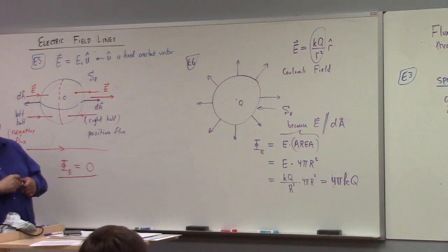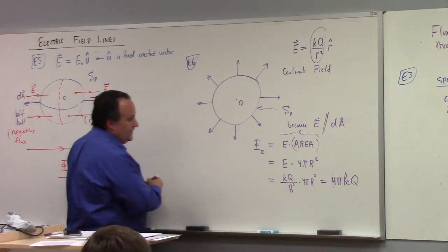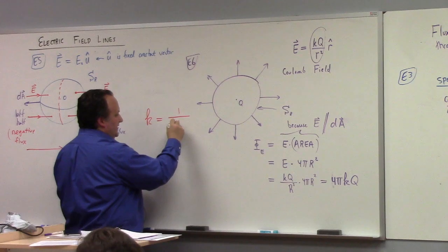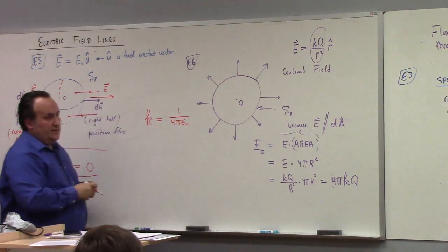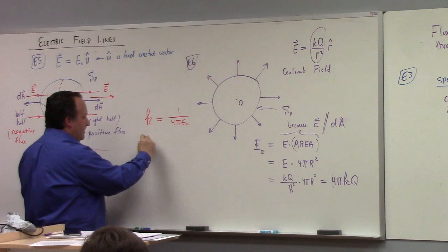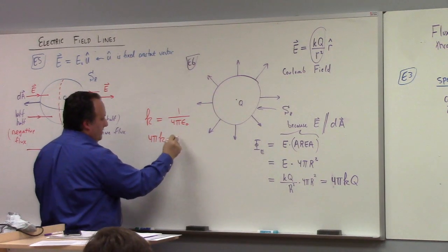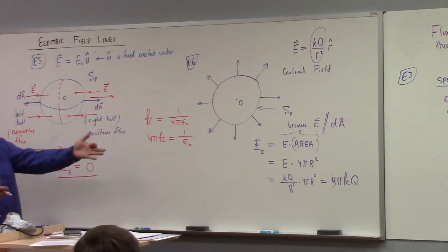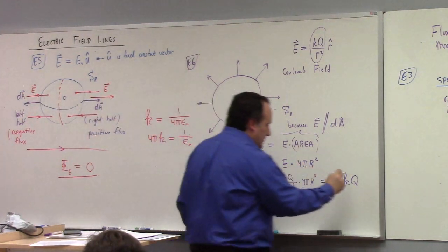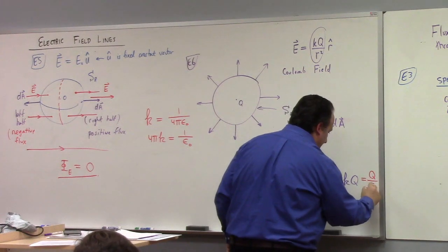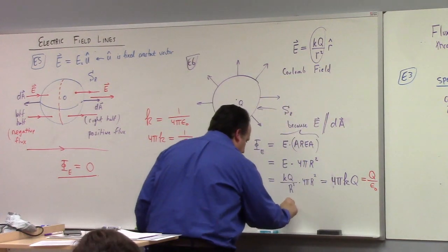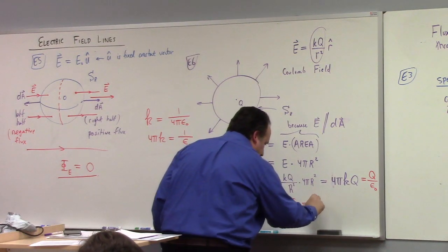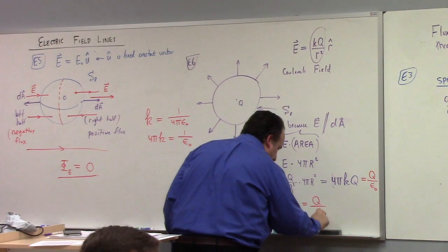But what is 4 pi k? Remember what k was? k, by definition, was 1 over 4 pi epsilon naught. So 4 pi k is what? Yeah, 1 over epsilon naught. So that is exactly q over epsilon naught. So in other words, we just calculated that for the Coulomb field, the flux of the electric field is equal to the charge divided by epsilon naught.